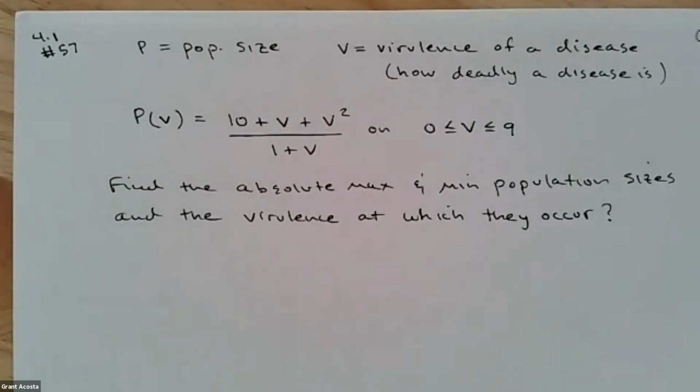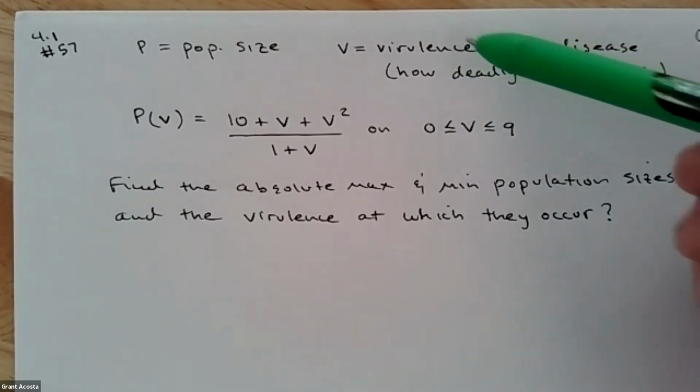It's talking about the virulence of a disease. What virulence is, it's not quite the same as an R0 number, which is how contagious something is, but it's more about a measure of how deadly a disease is, right? Which is something I know in the last couple of years we're all thinking about, right?